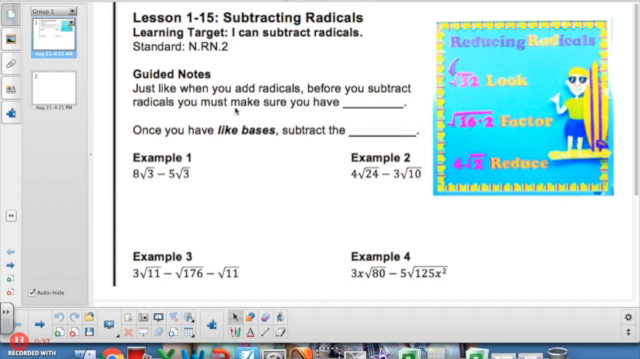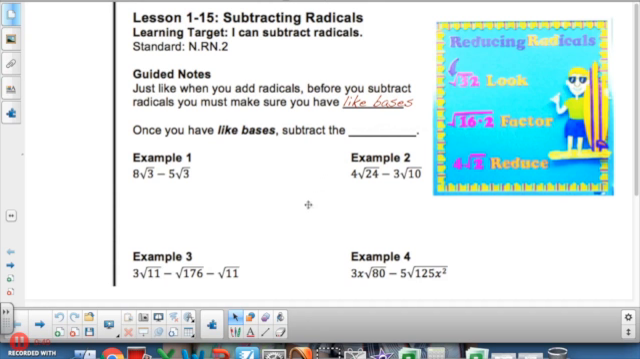Okay, so let's get into these very, very short notes. Just like when you add radicals, before you subtract, you have to make sure that you have like bases. There's my fancy little pop-up there, so you don't have to read my handwriting. Once you have those like bases, all you have to do is subtract the coefficients. Just like when you add, it's also very similar to when you're working with polynomials. You've got to have those like terms, and then you're just working with your coefficients.